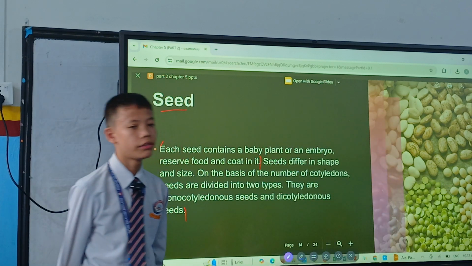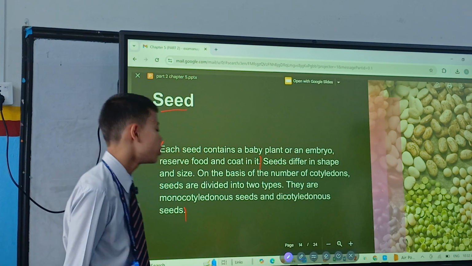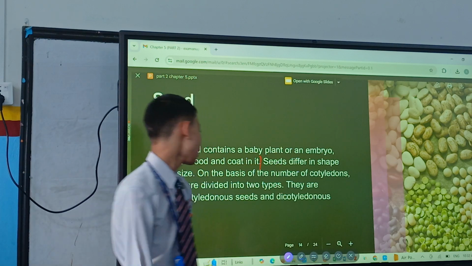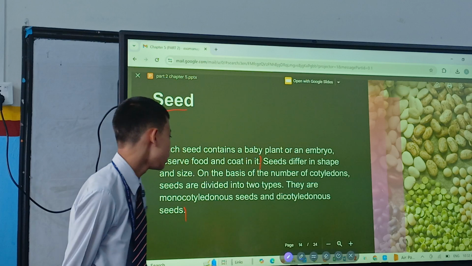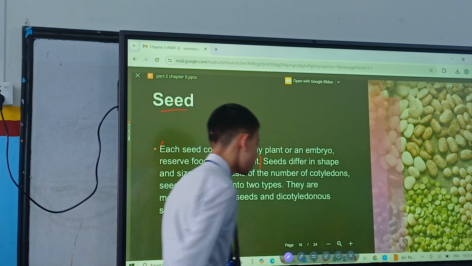It's divided into two types: monocotyledons and dicotyledons. Monocotyledon means having only one cotyledon, and dicotyledon means having two.